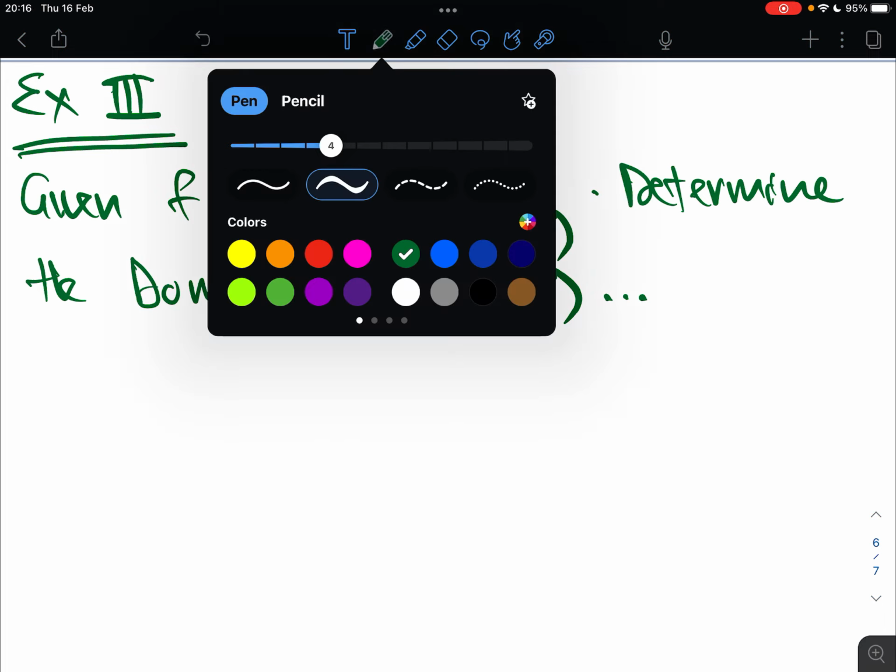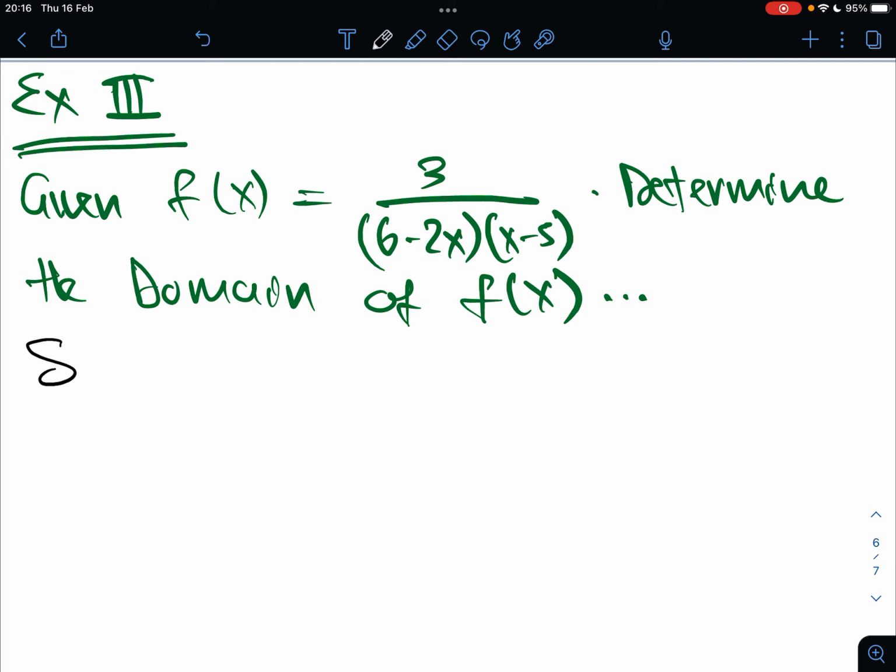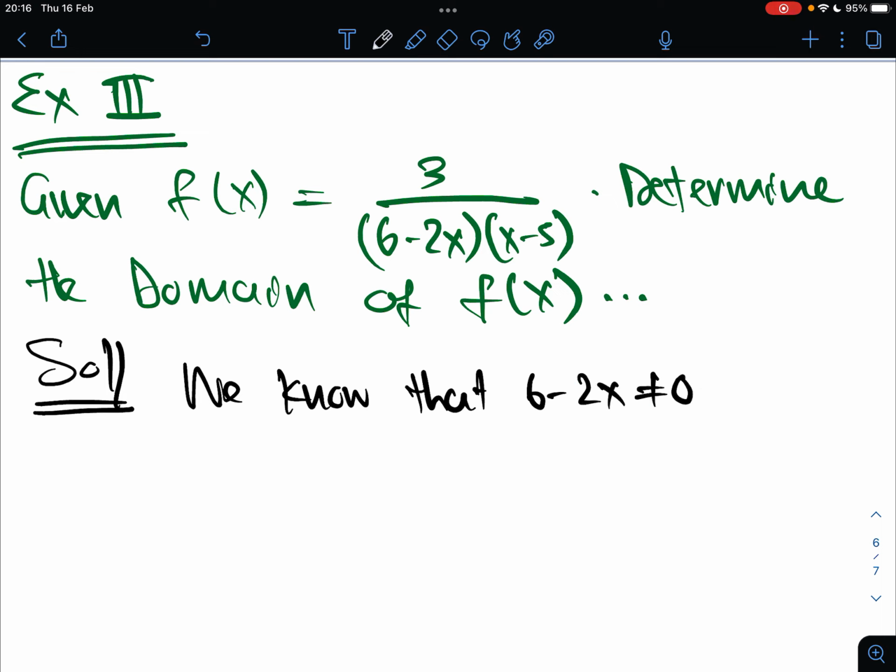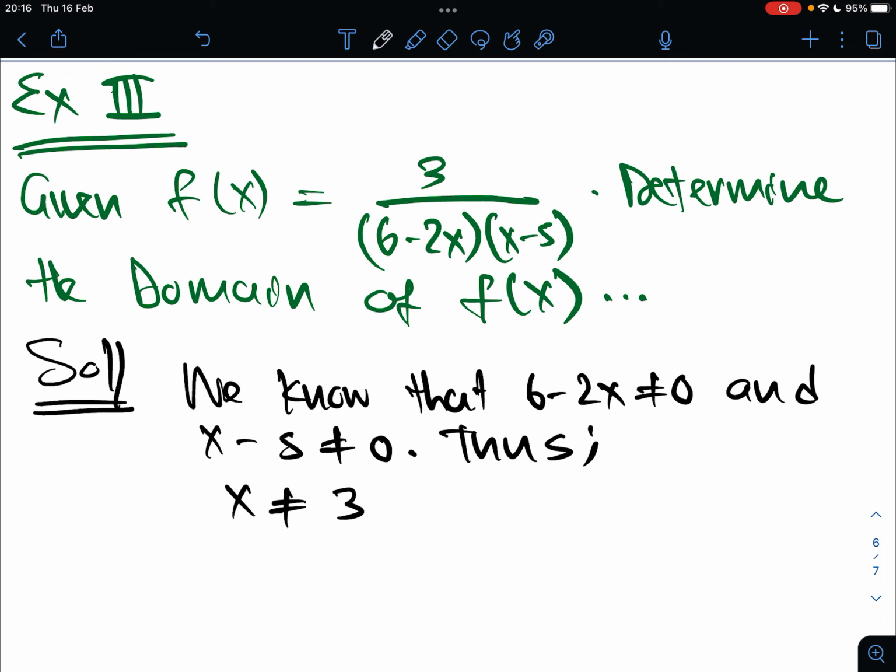So how can we deal with this problem that we have here? Again, we look at what we see. We see that we now have a fraction whose denominator is a product of factors. We know that if this fraction has to remain valid, none of these factors must equal 0. So 6 minus 2x can never equal 0, and also x minus 5 can never equal 0. So it follows that x can never equal 3, and also x can never equal 5. You see that?